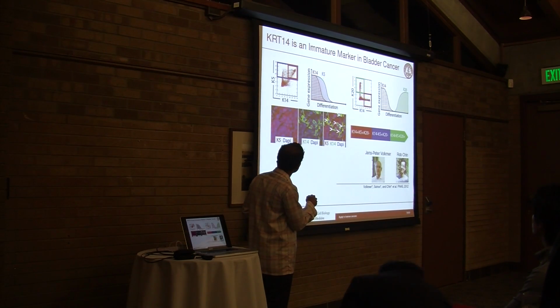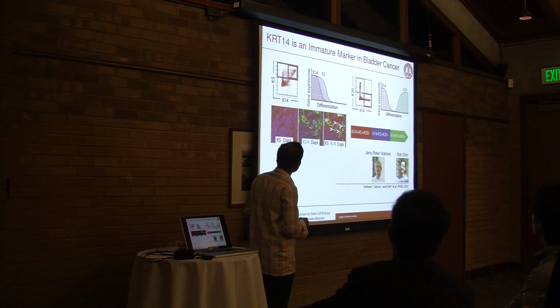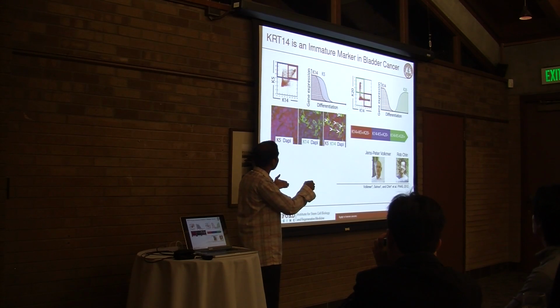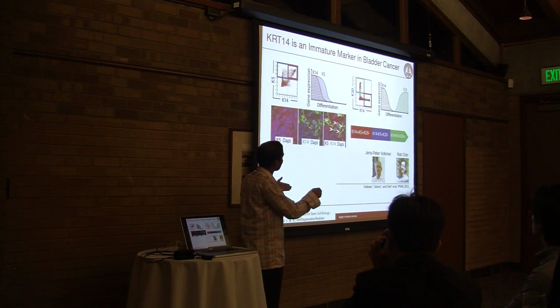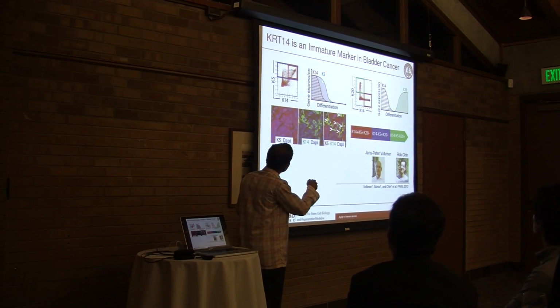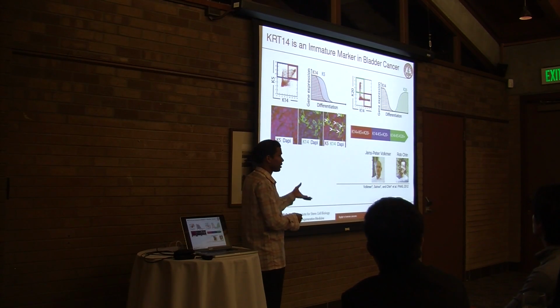We knew a marker called keratin 5, and there is a marker called keratin 20. We knew that keratin 5 goes down during differentiation, and keratin 20 goes up during differentiation within the cancer. So if you take a cell that is keratin 5, put it in mice, it becomes a tumor in mice, and in that tumor you will find keratin 20 positive cells.